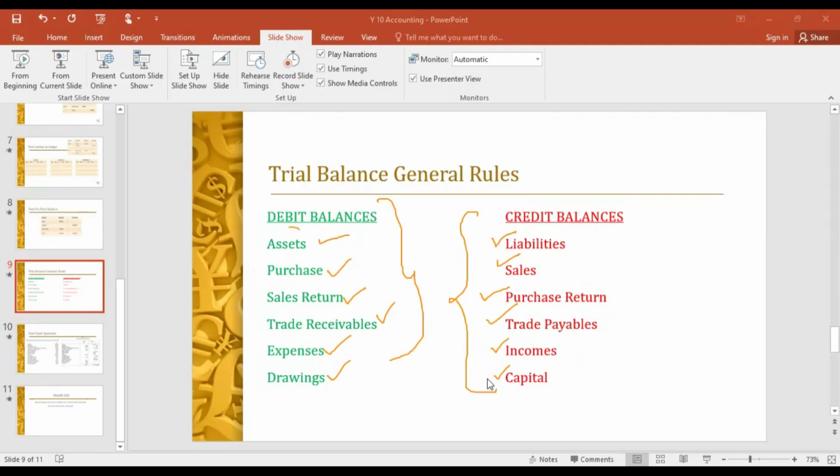Keep in mind, assets are always debit, liabilities are credit, expenses are debit, incomes are credit, drawings are debit, capital is credit. Trade receivable is also an asset, so it's a debit, and trade payable is a liability. Since it's a liability, it is a credit balance. Okay. Now going to the next part.